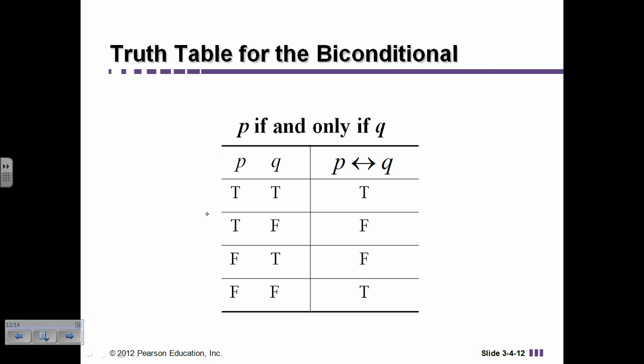So when we look at that, when we have an if and only if statement, we want to make sure that P implies Q is true and Q implies P is true. So we have to look at both conditions when we're looking at the biconditional statements.